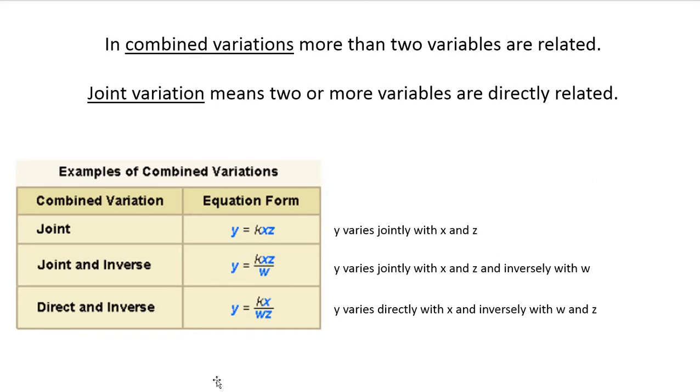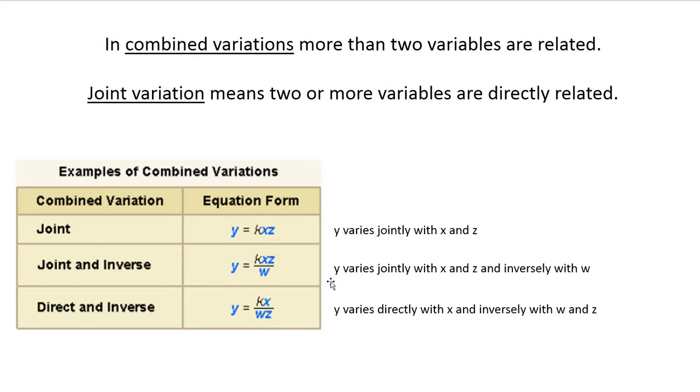Here are some examples of the language we use. So a joint, y equals kxz. Each of these, by the way, notice it has a k. That's just a number, okay? So we don't say that in the variation. We just state the variables. So y equals kxz. I typed it over on the right. The way we would read that, y varies jointly with x and z. That means they're both direct.